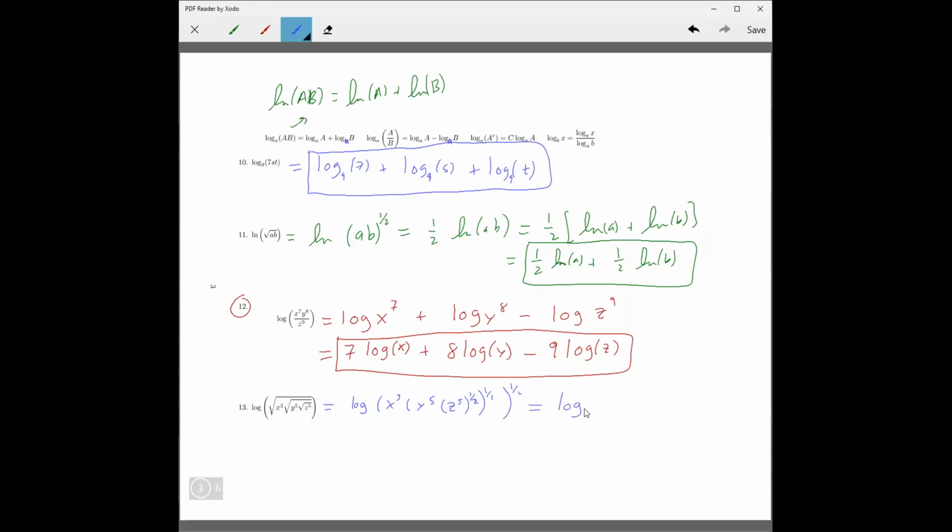Okay, let's see here. So we have the log of x cubed, y to the 5th, and z to the 5/2, and that's all to the 1/2. And then the whole thing's to the 1/2. Now let me evaluate this. Let's distribute this 1/2 inside here. So y to the 5/2, z to the 5/4, all to the 1/2.